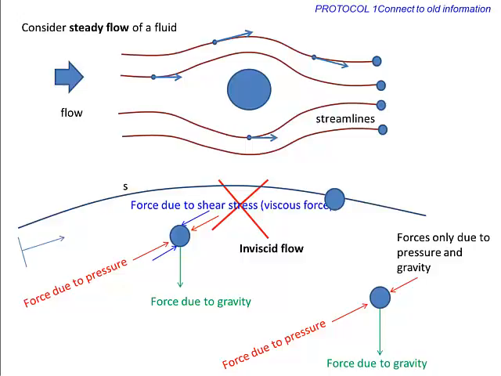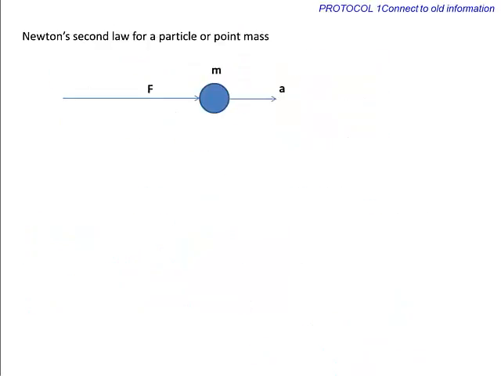Before analyzing motion of a fluid particle, let us review basics of particle mechanics as described by Newton's second law. When a net force is applied, a particle of mass m moves with an acceleration a. We know the relation, F equals ma, or F equals m dv by dt.